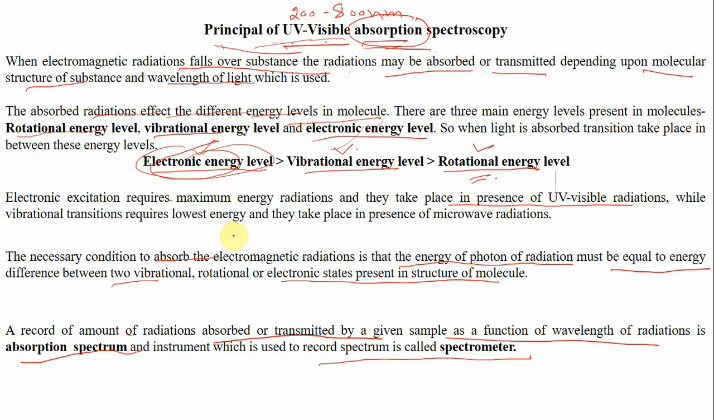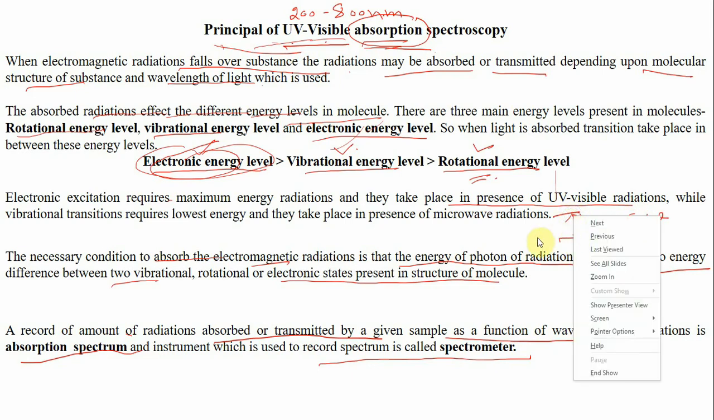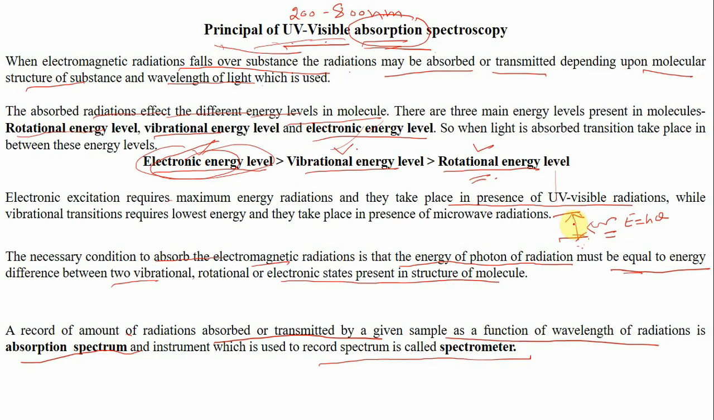But for the absorption, what's the condition? The energy of this electromagnetic radiation must be equal to the energy difference between the two electronic energy states. That means if you have two electronic energy states like this, and this is the energy gap between these two states, then when you give light from an external source, the energy of this photon must be equal to the energy gap between these two states. Only if the energy gap is equal to the energy of the electromagnetic radiation will absorbance take place.